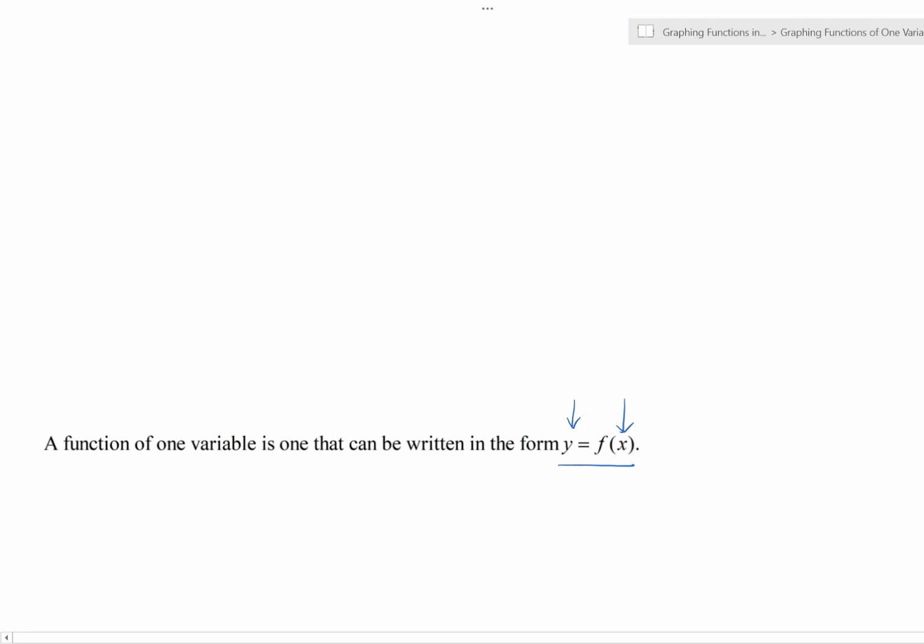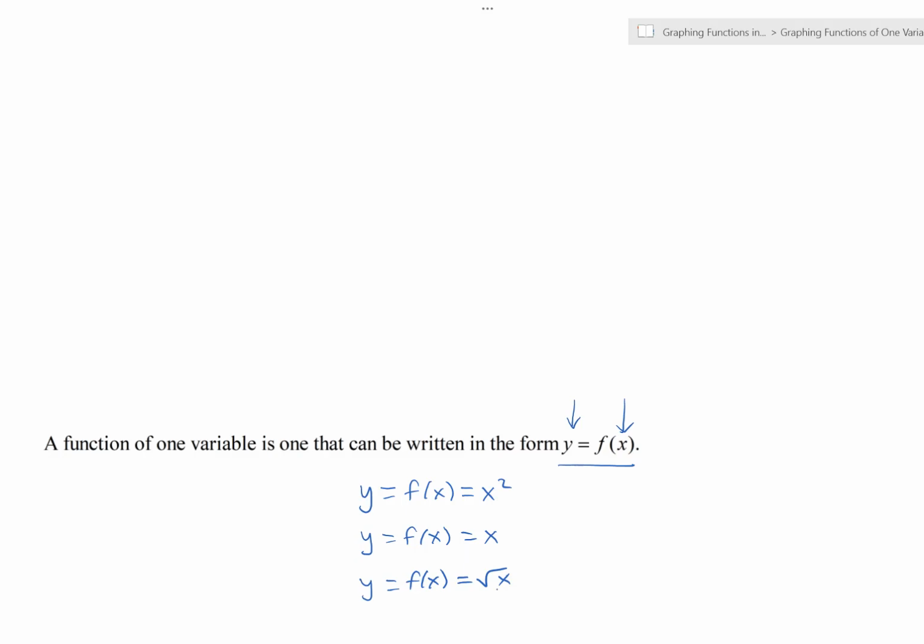Things like y equals f of x equals x squared, one variable. y equals f of x equals x. y equals f of x equals square root of x. Notice all of them have the single variable x, one variable.